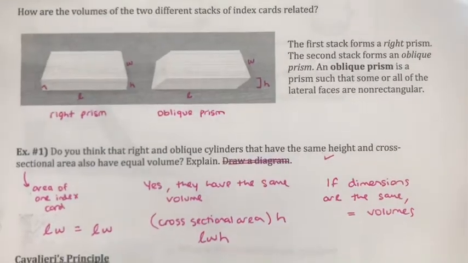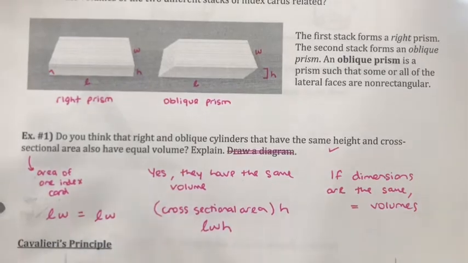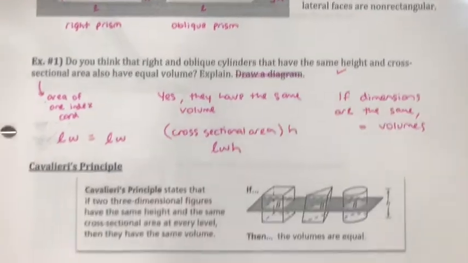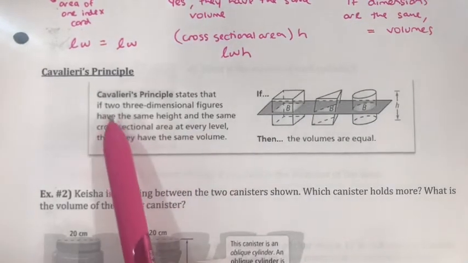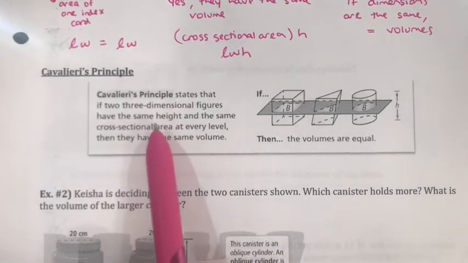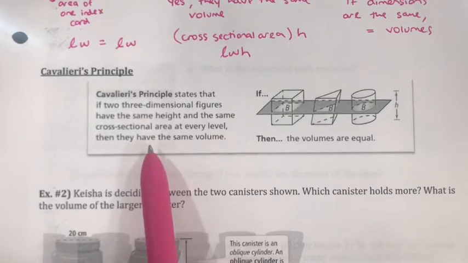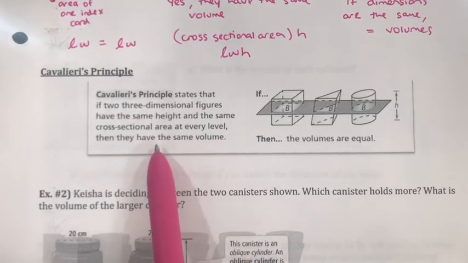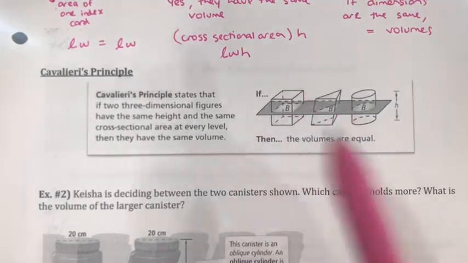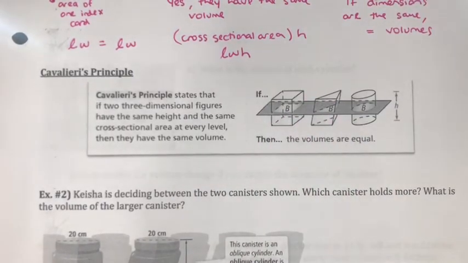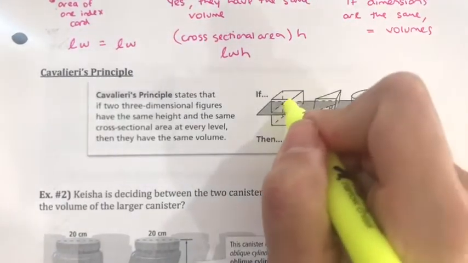Now we actually have another situation where volumes could be equal, and that comes from Cavalieri's principle, which tells us that if two three-dimensional figures have the same height and same cross-sectional area at every level, then they have the same volume. So if you look at this first figure, I'm going to highlight the cross-sectional area.